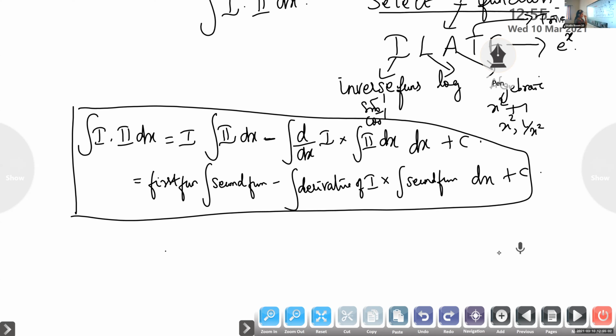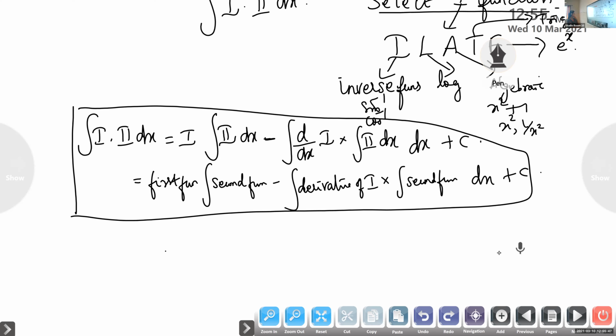What is the formula? Say it along with me, one or two times. If you say it, it will be thorough. Okay, first function into integral of second function minus integral of derivative of first function, integral of second function into dx plus c.